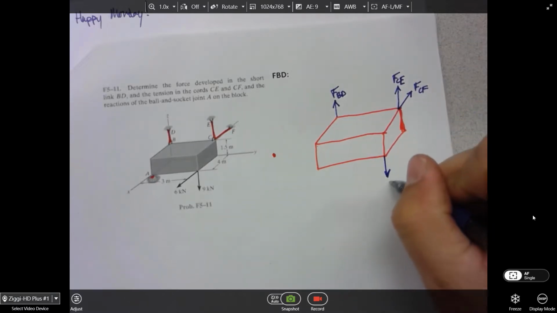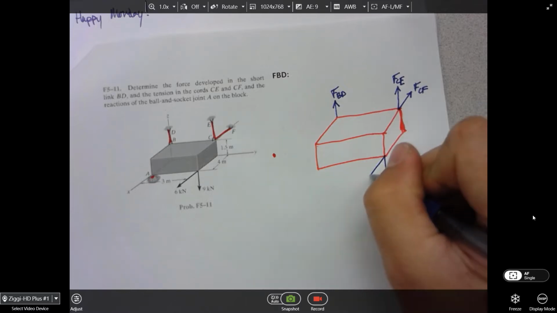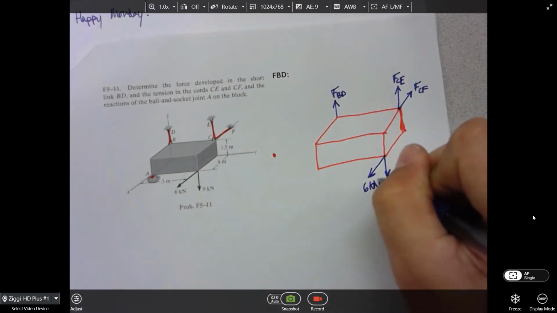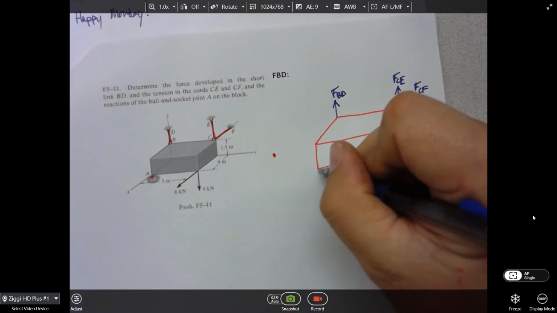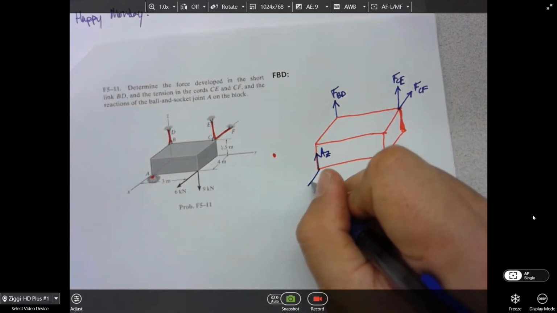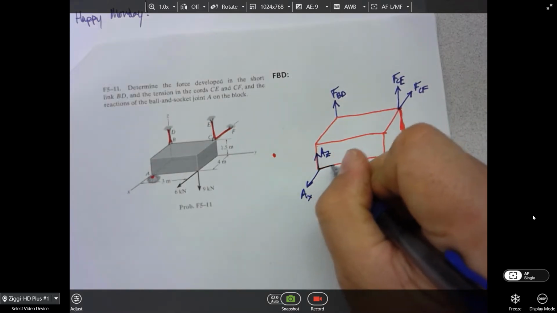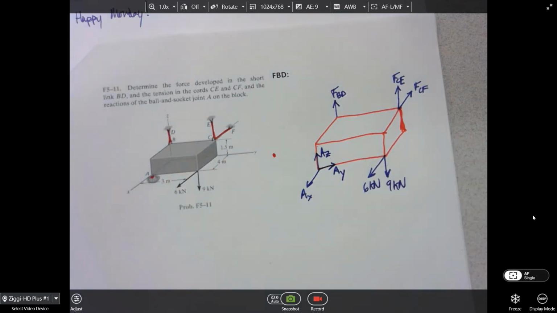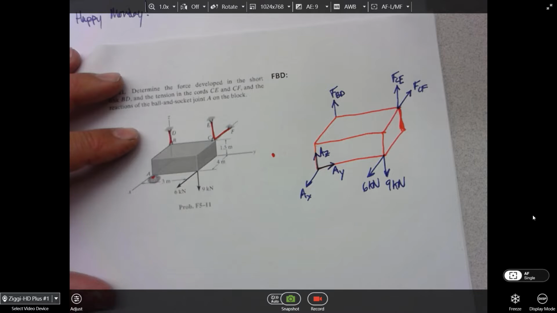We'll have 9 kilonewtons going down, and we'll have 6 kilonewtons going this way. And then over here at A, we're going to have A sub Z, A sub X, and A sub Y. Okay? So how many unknowns do I have? 6. How many equations can I write in 3 dimensions? 6. Okay? So this should be solvable. All right, so let's try and write those equations.